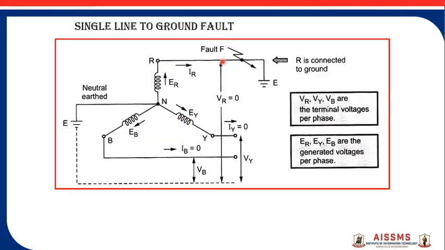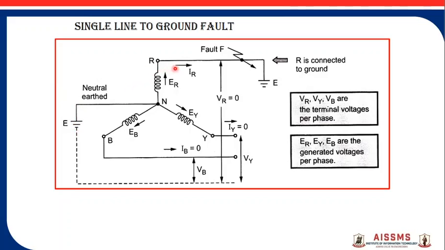VR is the voltage between R phase and the neutral. VY is the voltage between Y phase and the neutral. And VB is the phase voltage between B phase and the neutral. These VR, VY, VB are the terminal voltages and these are per phase voltages. So here the neutral is grounded or earthed.